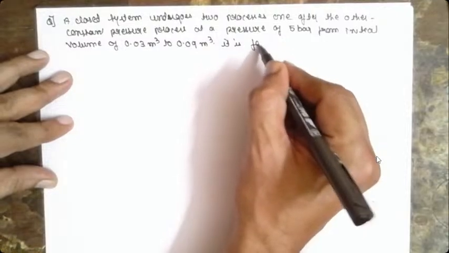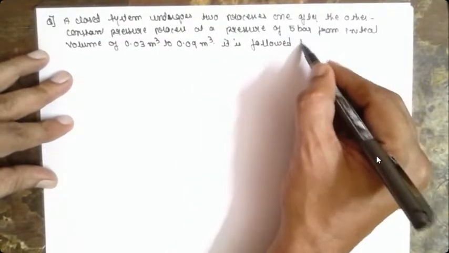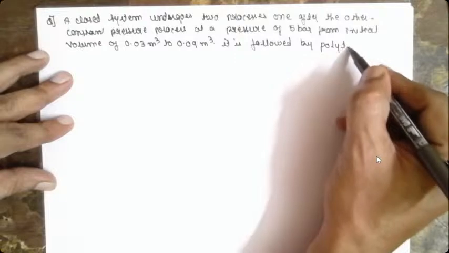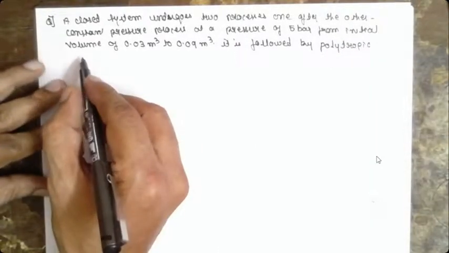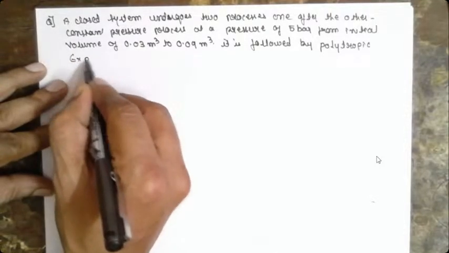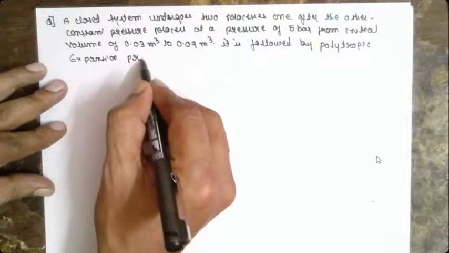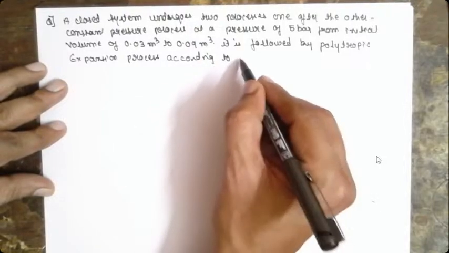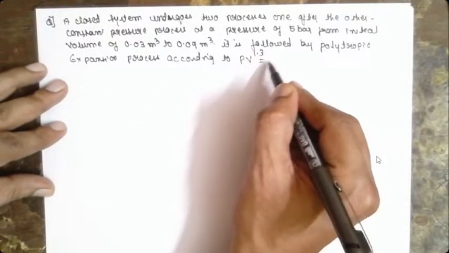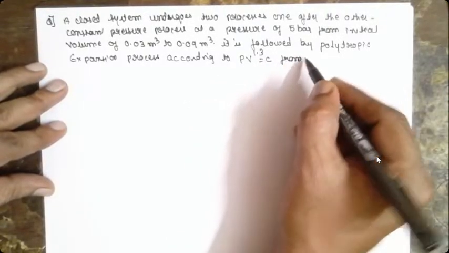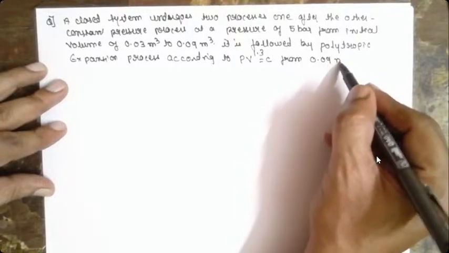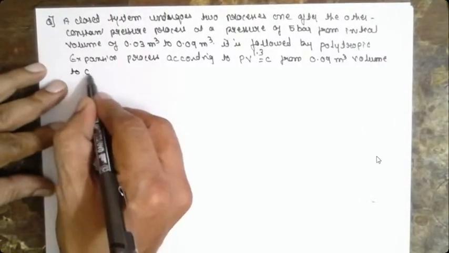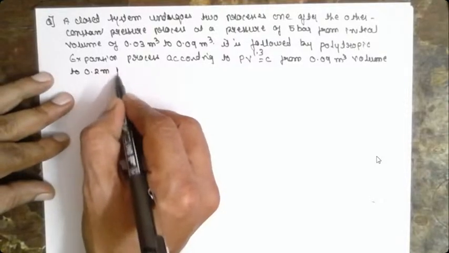It is followed by polytropic expansion process accordingly to PV raised to 1.3 is equal to C from 0.09 meter cube volume to 0.2 meter cube final volume.